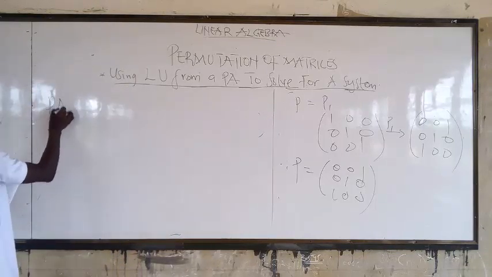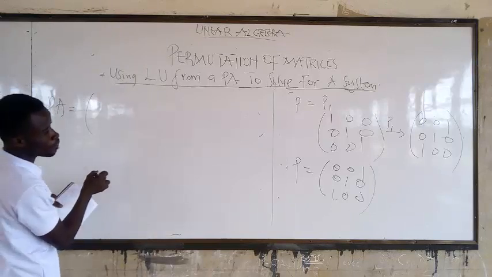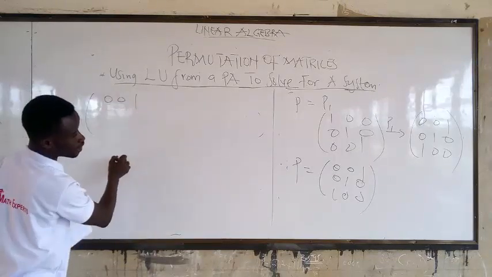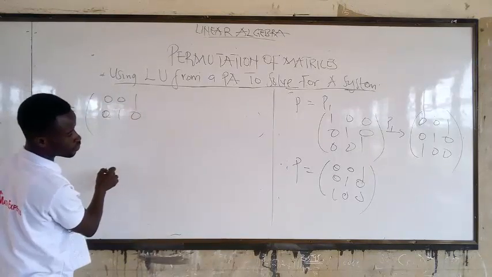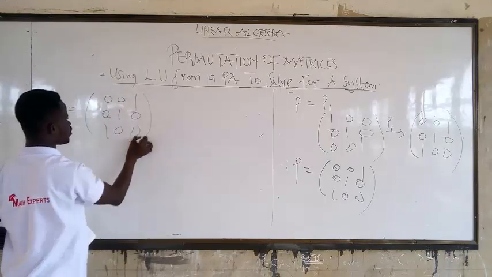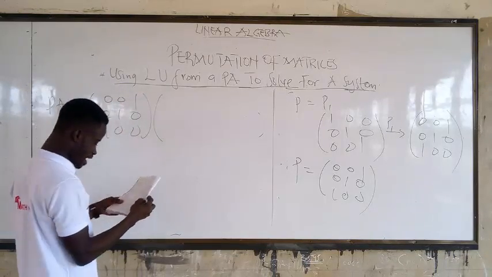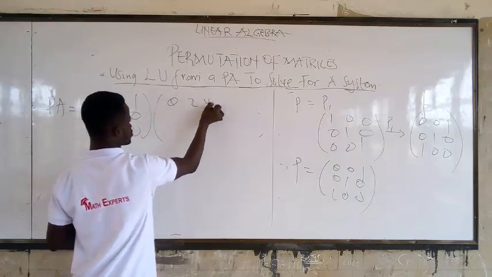So the PA is going to be equal to 0, 0, 1, 0, 1, 0, 1, 0, 0, multiplied by the A. The A is the original matrix we use.